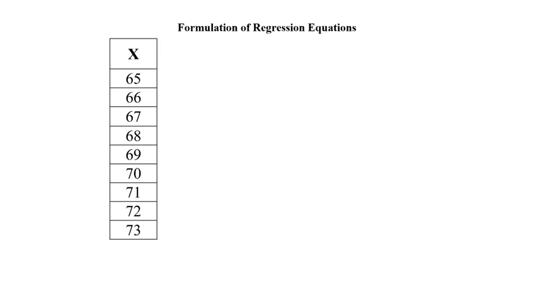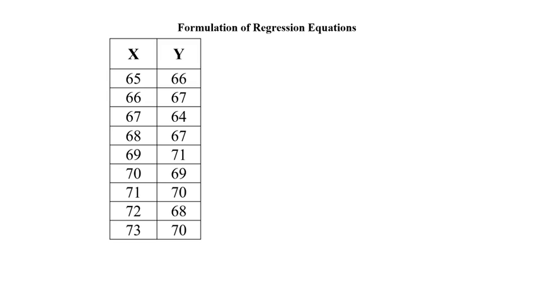Solution, formulation of regression equation. First find out all the required workings. So x, write as it is, all the variables, 9 variables. Then y, all the variables, 9 variables. Then we have to find out x bar and y bar. Therefore find out summation x and summation y.